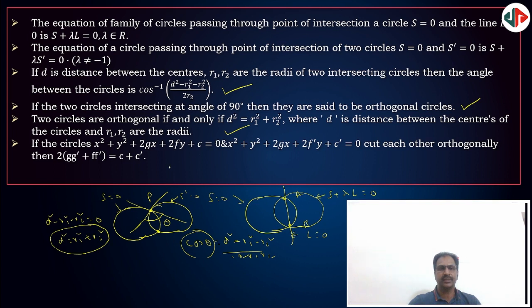And the same condition can be written like this if circle equations are given in general form: x square plus y square plus 2gx plus 2fy plus c, and x square plus y square plus 2g dash x, plus 2f dash y plus c dash is equal to 0. What is the condition for two circles to intersect orthogonally means 2g g dash plus 2f f dash is equal to c plus c dash. So these are the conditions for two circles to intersect orthogonally.